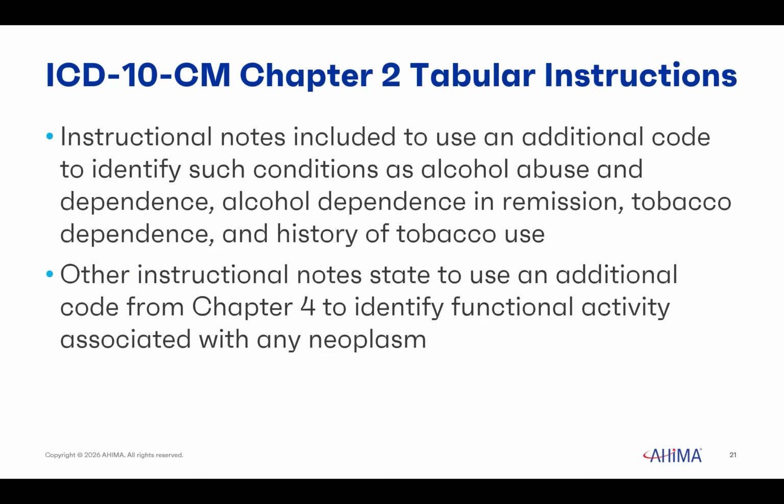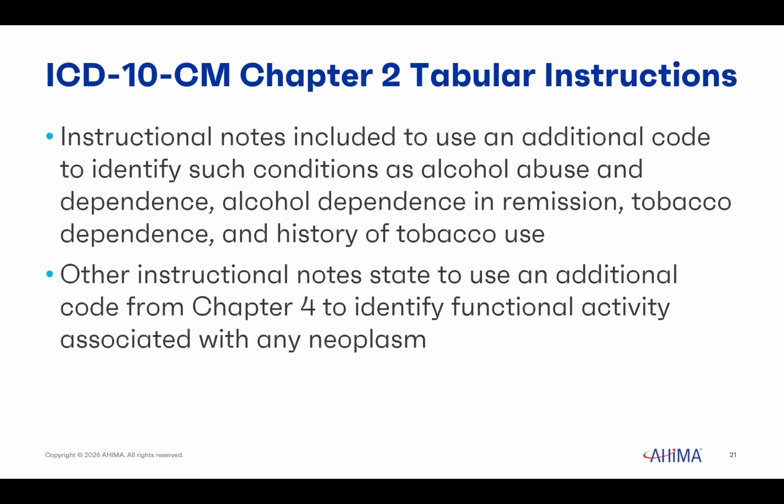There are a lot of instructional notes in this chapter that will direct you to include such things as alcohol abuse and dependence, alcohol dependence and remission, tobacco dependence, and history of tobacco use. And so these things are right in the tabular, which is another reason you always want to make sure that you validate your codes in the tabular so you don't miss those instructional notes.